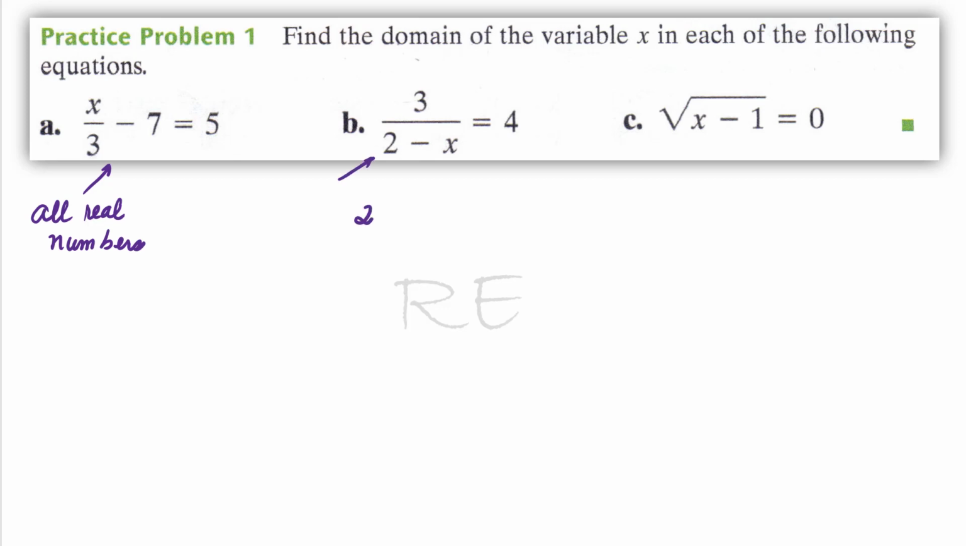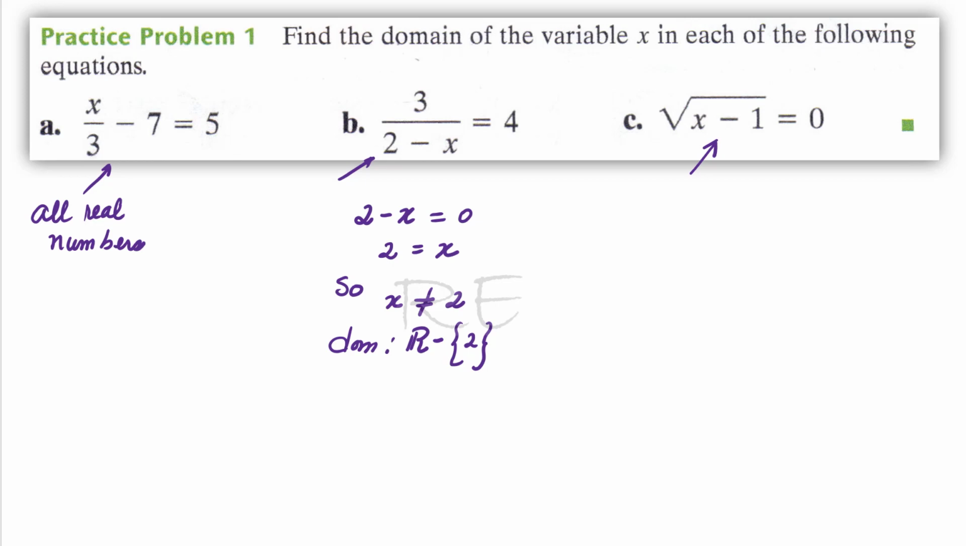You cannot divide by 0, so we're going to set 2 minus x equal to 0. Therefore, 2 is equal to x when we add x to both sides. So the domain is all real numbers except 2. So it's R minus 2, and 4 is everywhere defined, so we're done.